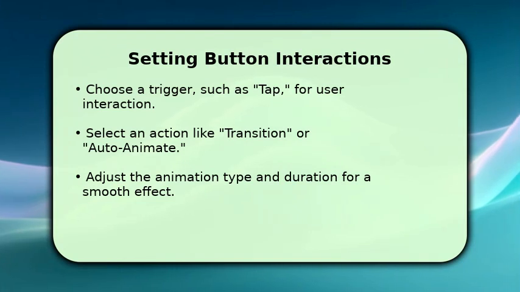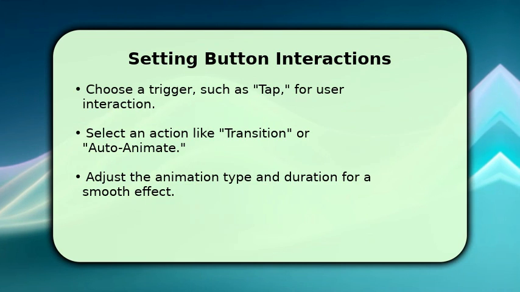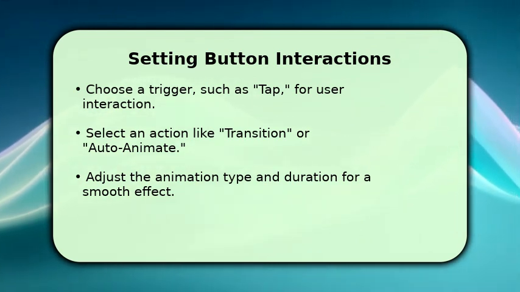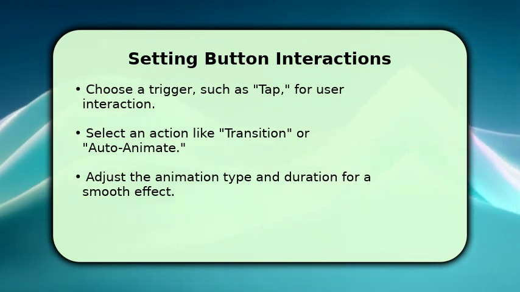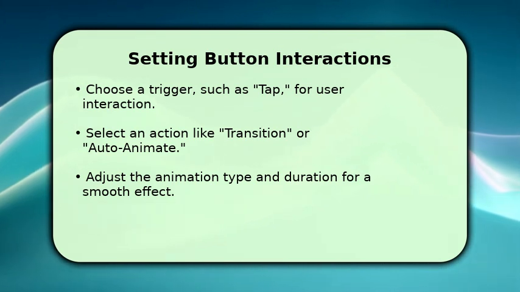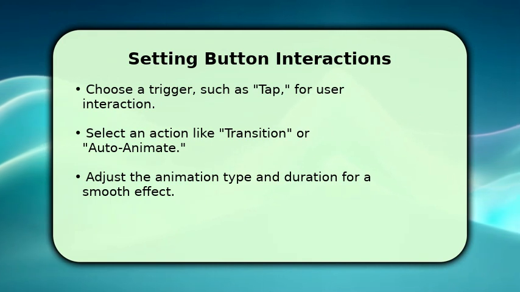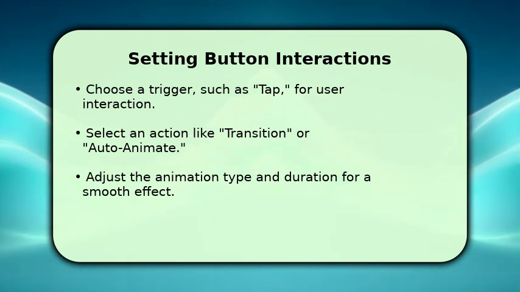With your link established, it is time to define the interaction details. In the Properties Inspector, choose a trigger, commonly tap, for when a user clicks the button. Then select an action such as Transition for a simple page change or Auto-Animate for more dynamic effects. You can also adjust the animation type and duration, perhaps to 0.3 seconds for a polished user experience.